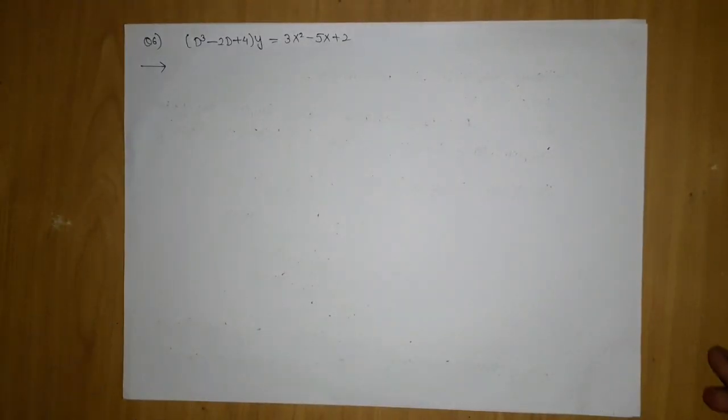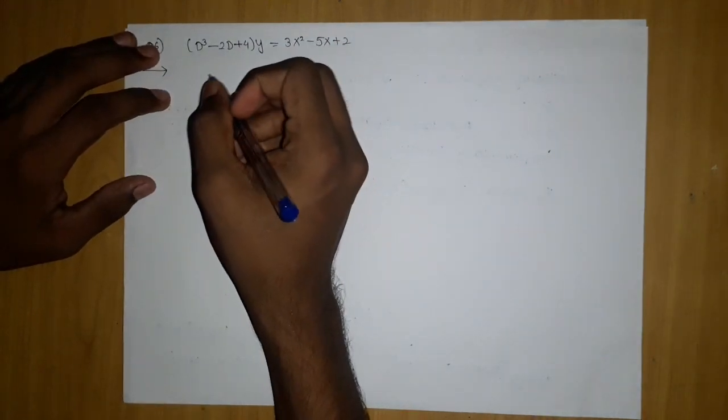The next question which we are going to take is the sixth question. The question is (D cube minus 2D plus 4) y equals 3x square minus 5x plus 2. So this problem is similar to that only. Here you will take the lowest power, which is 4, because D power 0 is nothing but 1.